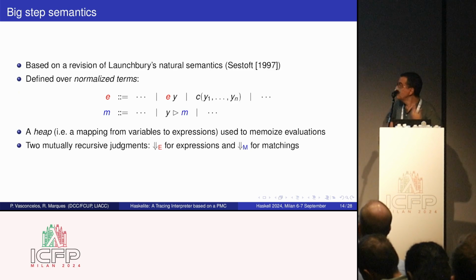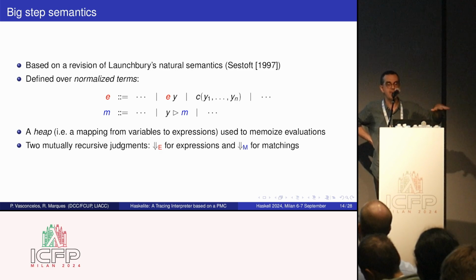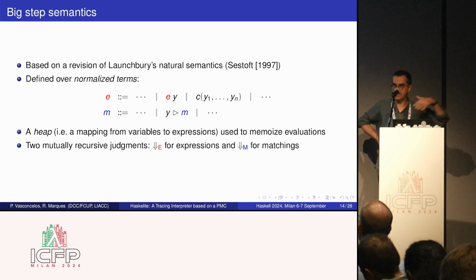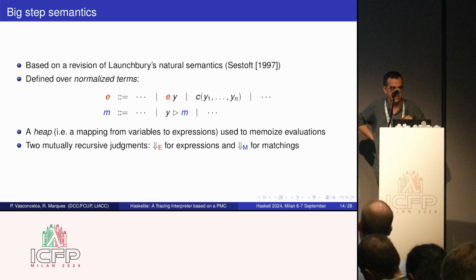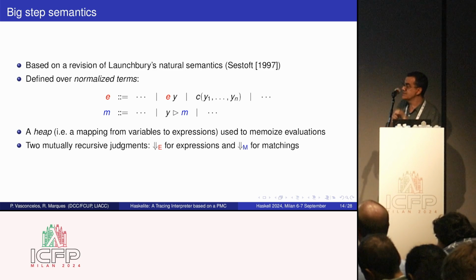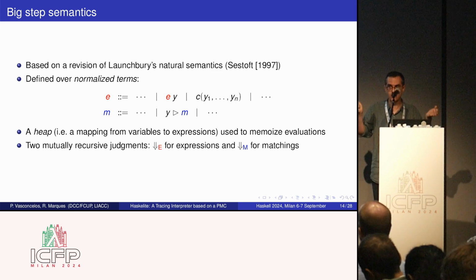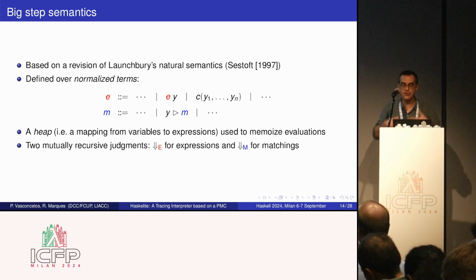So now we're going to the semantics. The idea is defining the simplest form of semantics that I can do to give an interpreter. And that's an operational semantics, a natural operational semantics, based on a Launchbury semantics. Actually, Sestoft's revision of Launchbury semantics. The first thing we have to realize is that it's very important not to duplicate work. So we have to work on normalized terms.